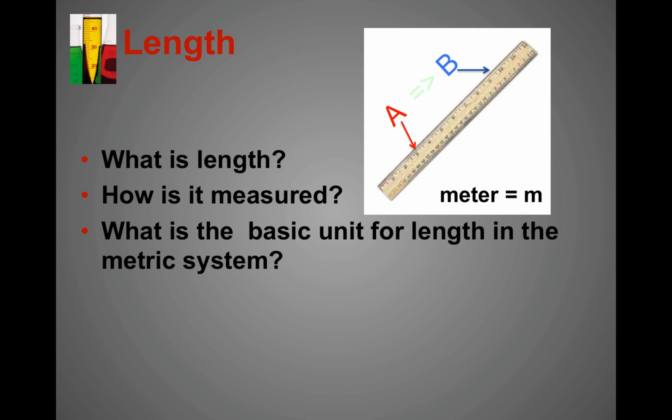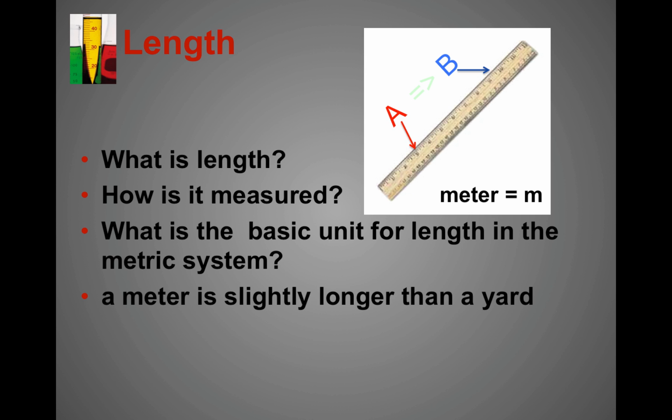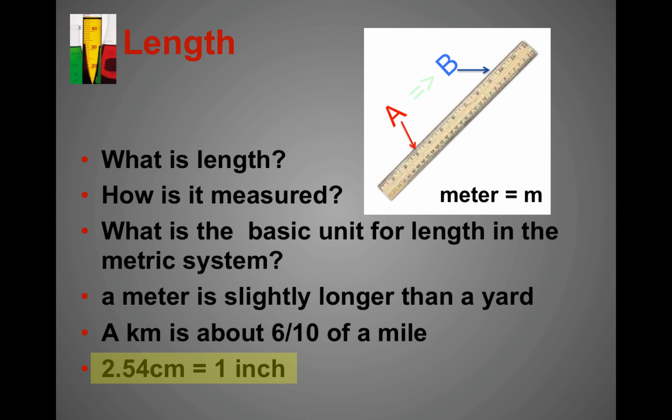Meter is abbreviated with a lowercase m. A meter is slightly longer than a yard. A kilometer is about 6/10 that of a mile. There are 2.54 centimeters in 1 inch. This is something you should be writing down. Circle it, because eventually we are going to make conversions between metric and English.